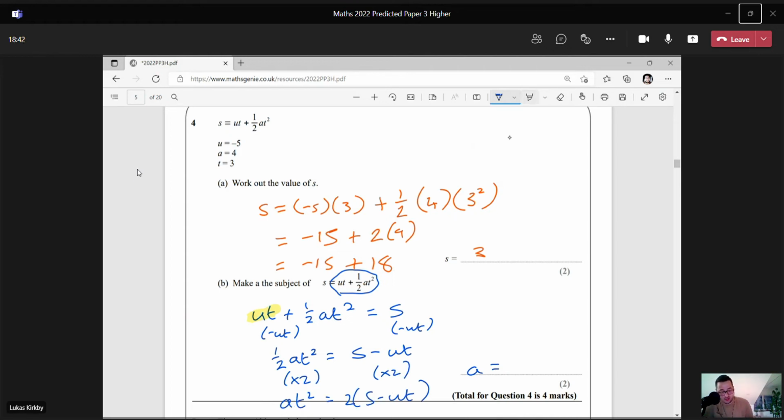Finally, we want A on its own, so let's just divide by this t squared. And so finally, we're going to get A is 2 brackets S minus ut over t squared. And there we have it.